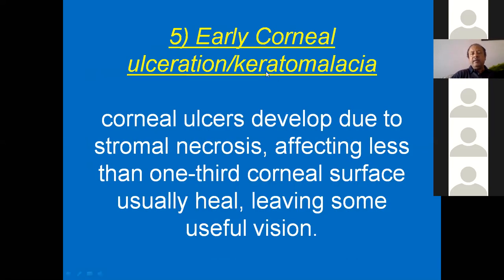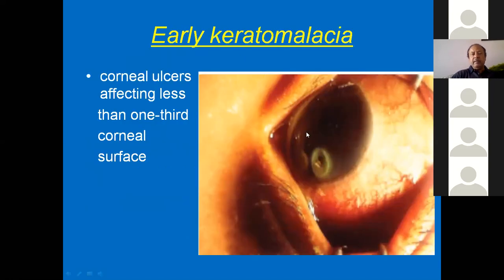Next, early corneal ulceration or keratomalacia. In early corneal ulceration, you can see corneal ulcers affecting less than 1/3 of the corneal surface. This is early keratomalacia.